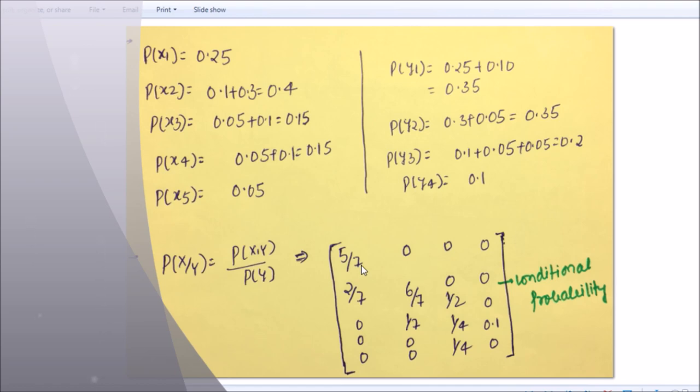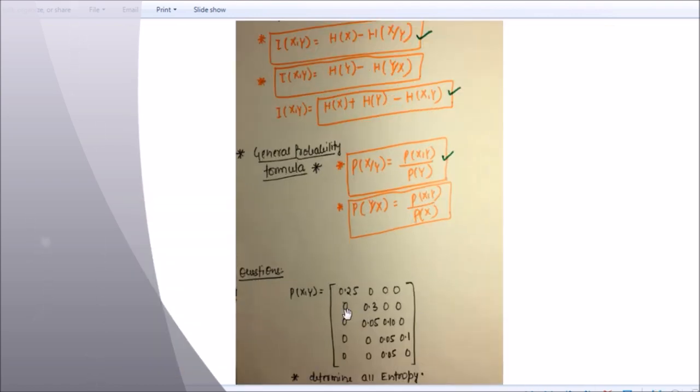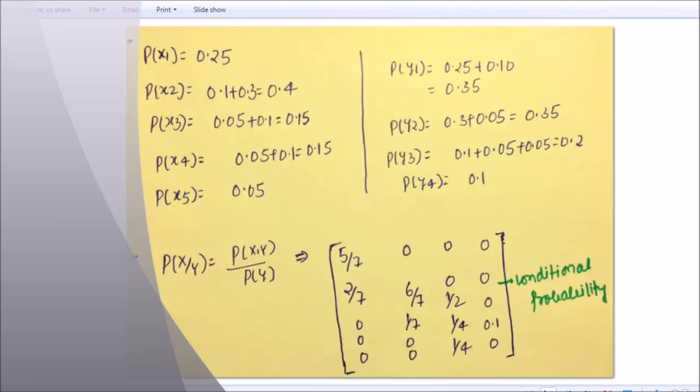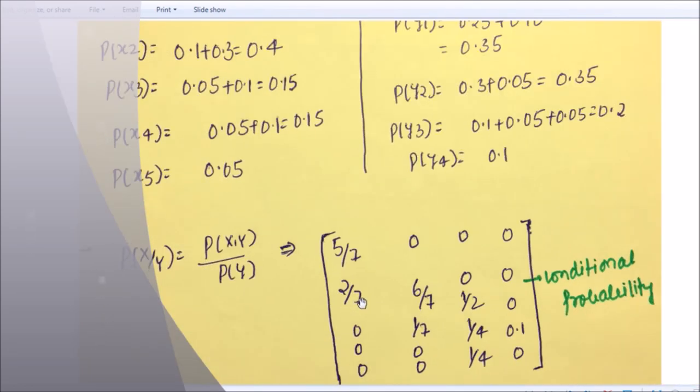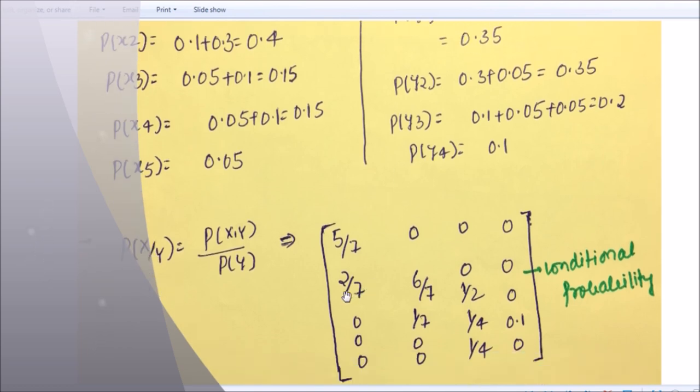Then see this one, 0.1. Here 0.1 is there in P(X,Y). I told you, here it is not 0, it is 0.1. So 0.1 divided by 0.35, with PY1, I will get 2/7. Same way, all the elements of column 2 you have to divide with PY2, and then PY3 and PY4.